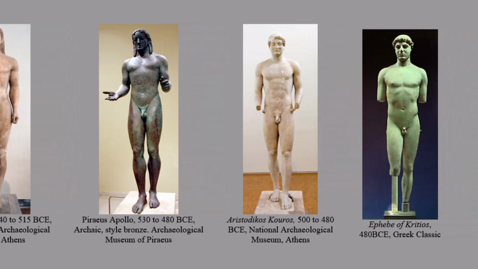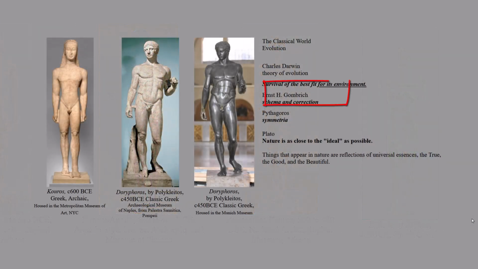There was an art historian named Ernst H. Gombrich who came up with this concept of schema, and then the updated version he would call a correction. And it's not really that it's correct, it's that it's evolved almost in a Darwinian way.